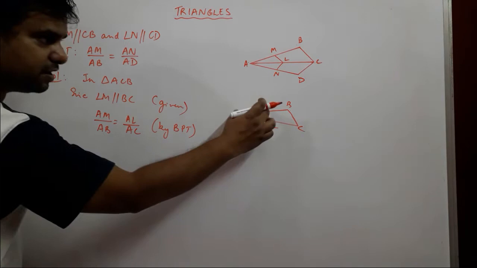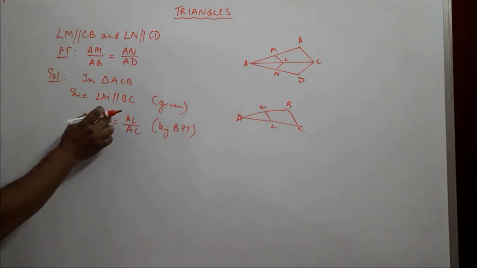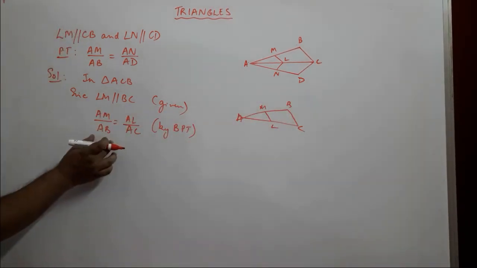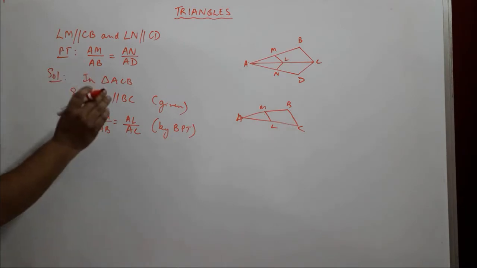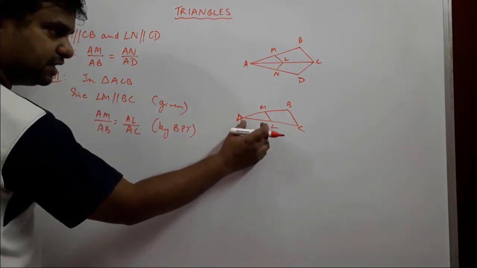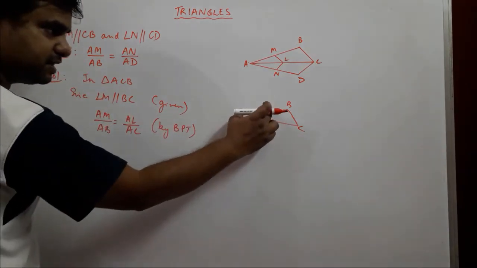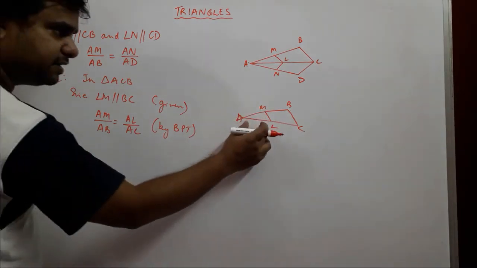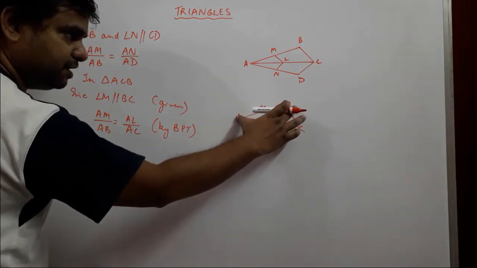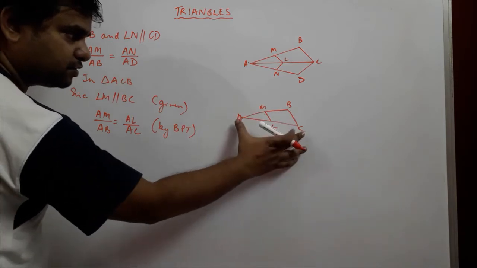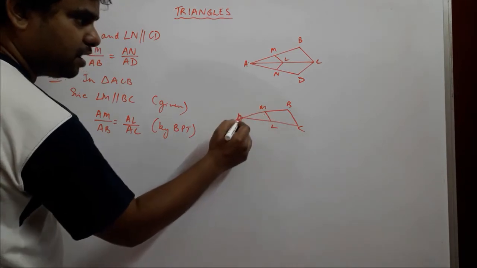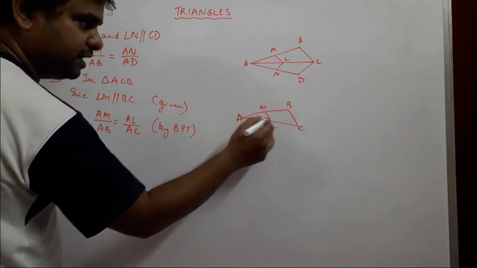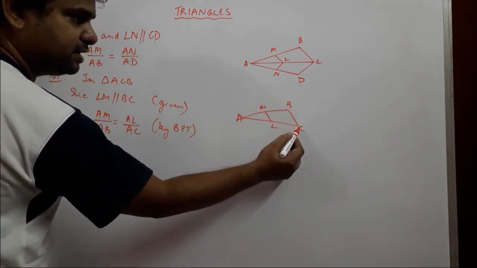We took AM and we took AB. So if we took AM upon AB, then similarly the other side also should be in same ratios or proportions. So see the length, it is AL, which is same as AM. Then we have taken AB over here, so we have taken AC here, AL upon AC. So AM upon AB, AL upon AC.